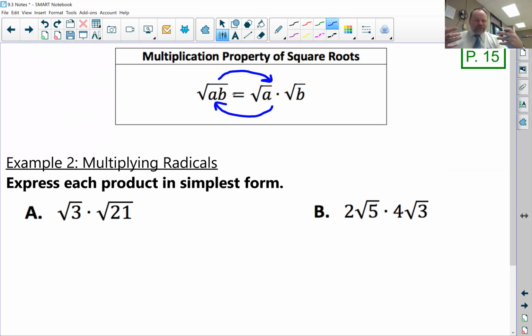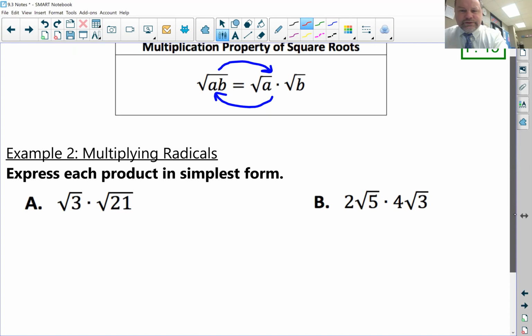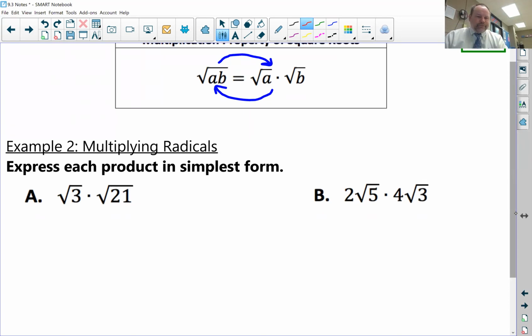So if I have 2 square roots that are being multiplied, I can multiply the numbers underneath the radical and put the answer underneath the square root. Okay. So in letter A, I can multiply the 3 and the 21.